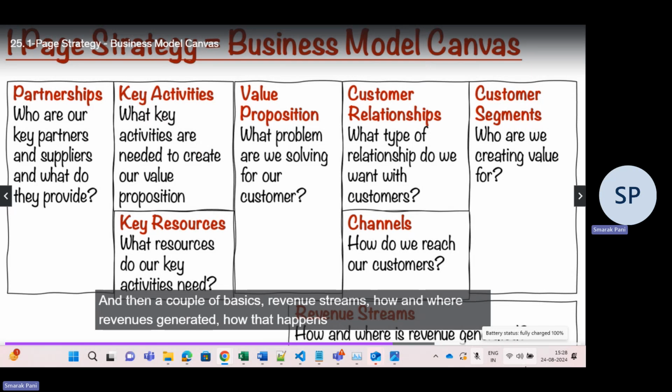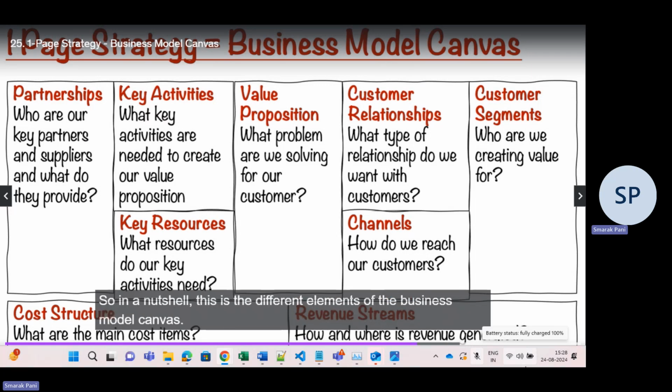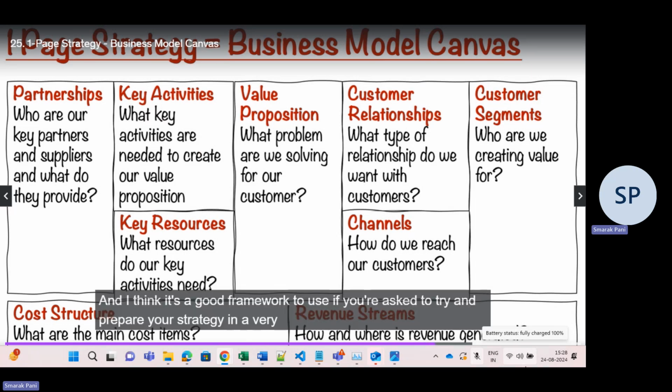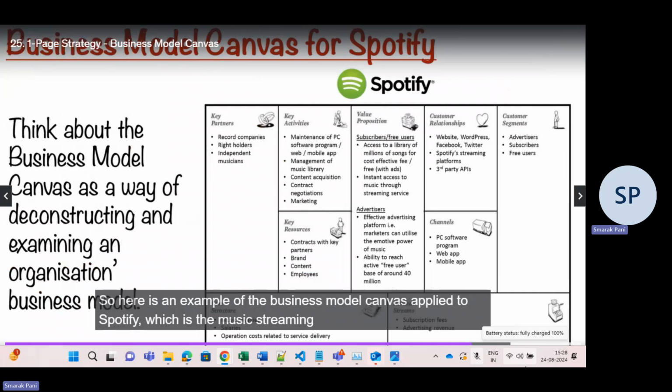And then a couple of basics: revenue streams, how and where revenue is generated, and cost structure. What are the major cost items of running the business? So in a nutshell, these are the different elements of the business model canvas. And I think it's a good framework to use if you're asked to prepare your strategy in a very easy to understand, very simple way. I would always recommend this over a long document or a long-winded PowerPoint presentation. So here is an example of the business model canvas applied to Spotify.